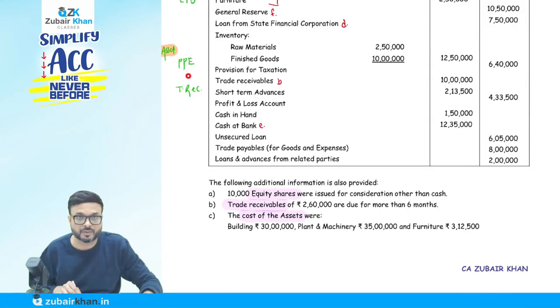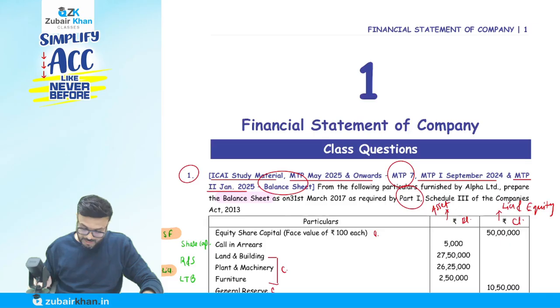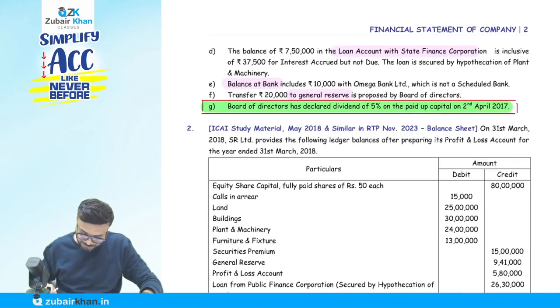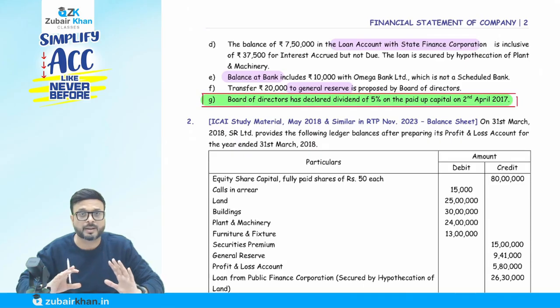Yes, we have already prepared for the PP. Then here, the balance of rupees 7,50,000 in the loan account with the State Finance Corporation is related to the long-term borrowing, and we have already prepared the long-term borrowing there. Okay. Now here, it says the balance at bank includes rupees 10,000 with Omega Bank Limited, which is not a scheduled bank, something related to the bank balance.